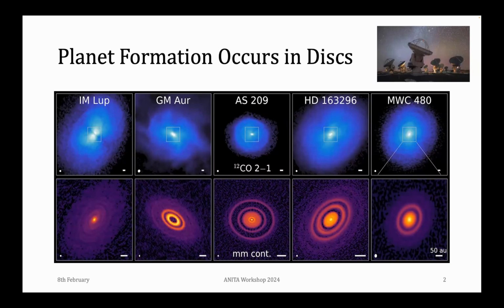We've got rings and gaps, and some other structures like a little arc here. In the top ones, you can see some evidence of spirals. Most commonly, these are interpreted as evidence for planets having already formed in these disks. And so the question for planet formation becomes, can we constrain the properties of these planets to test our ideas of planet formation?